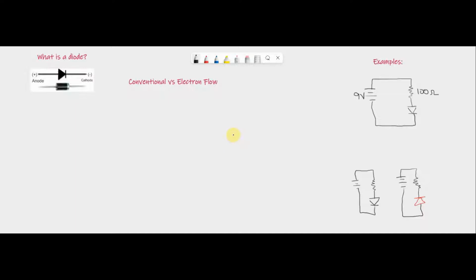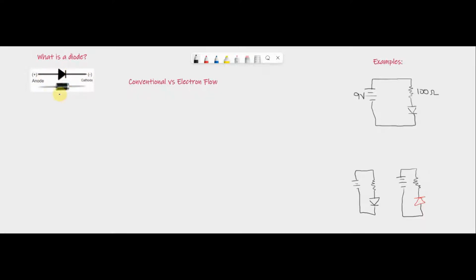Today we're going to be talking about diodes. A diode is a very important component we use in many different applications in electronics. In this lesson I'm going to go over just some basics. But let's answer the question, what is a diode?